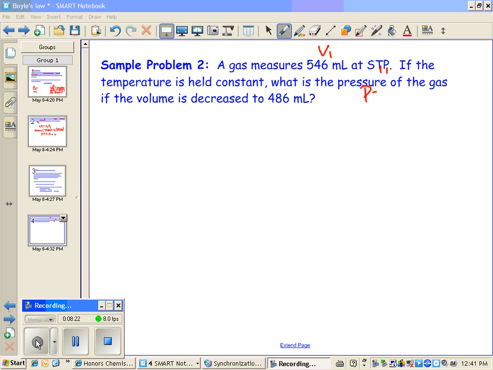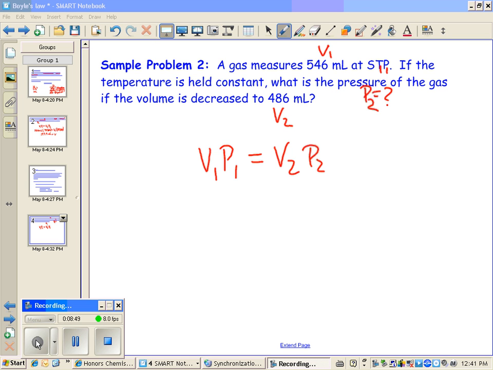Temperature is held constant. What is the pressure? Pressure is what I don't know, of a gas that is decreased to 486 milliliters. So this is now volume 2. I'm looking for pressure 2. When I see this, I automatically know Boyle's law. Volume 1, pressure 1 equals volume 2, pressure 2. By the way, do you understand how I know that's Boyle's law? Two pressures, two volumes. That's the only equation I have with Boyle's law in it.